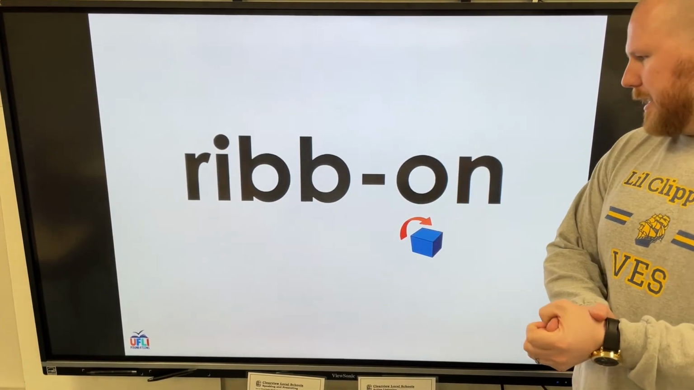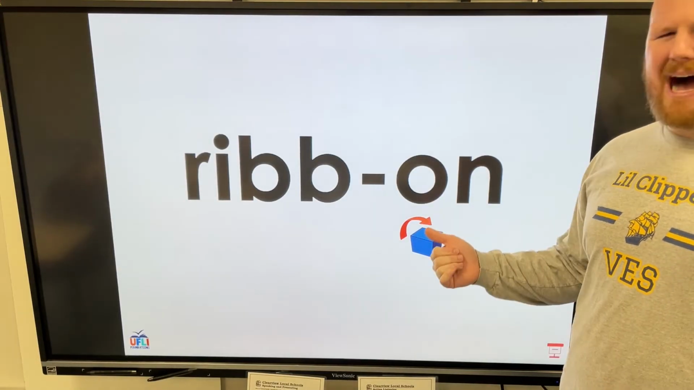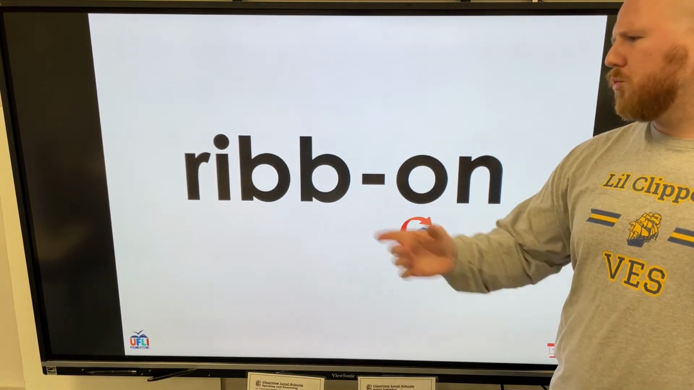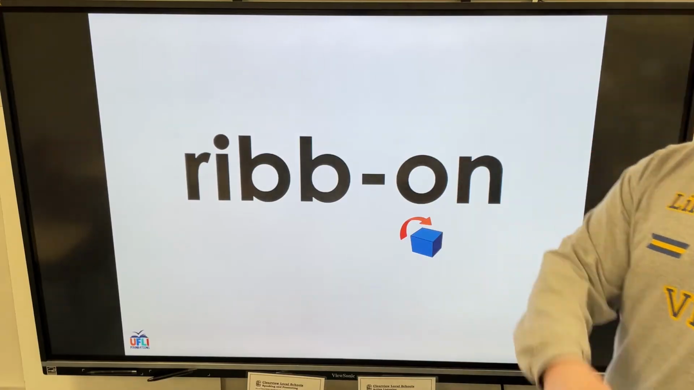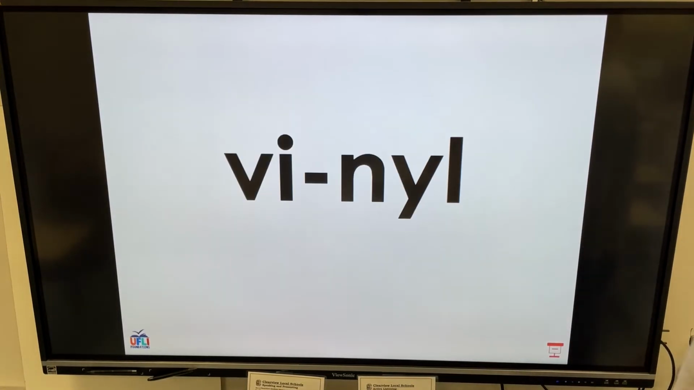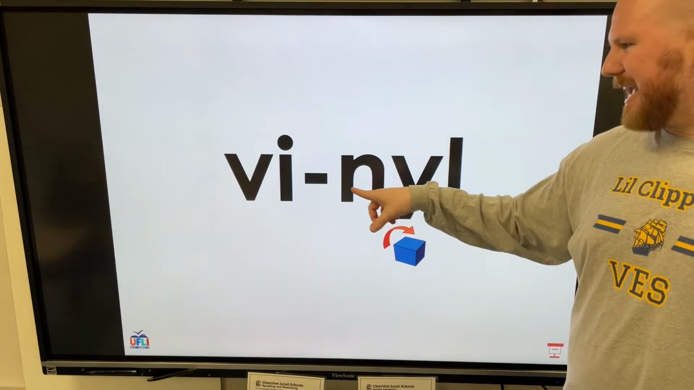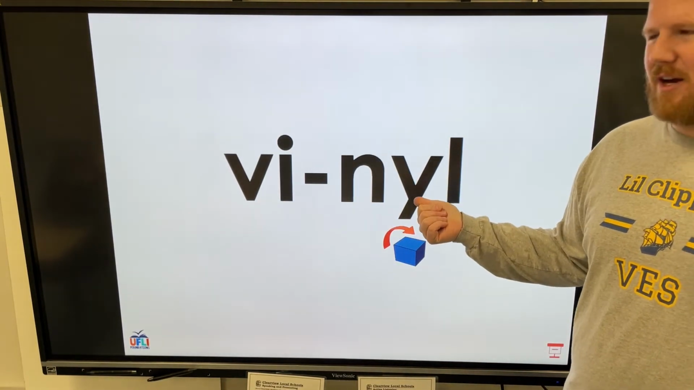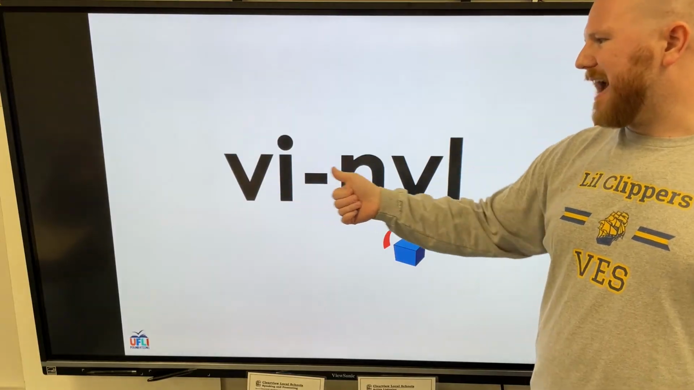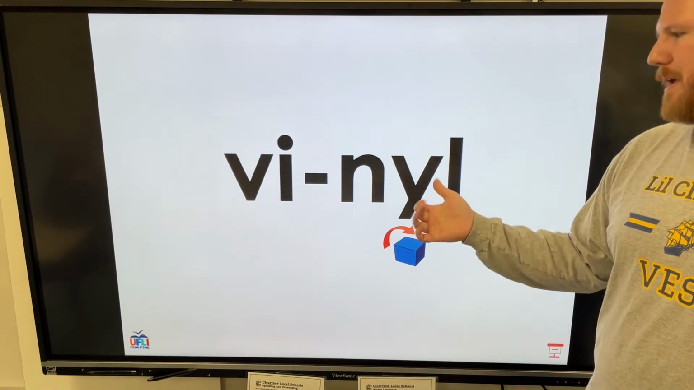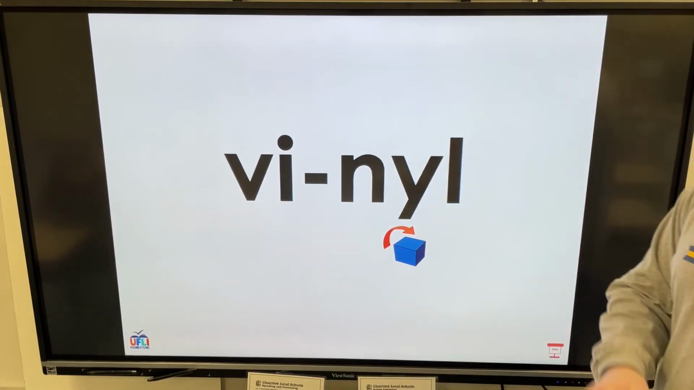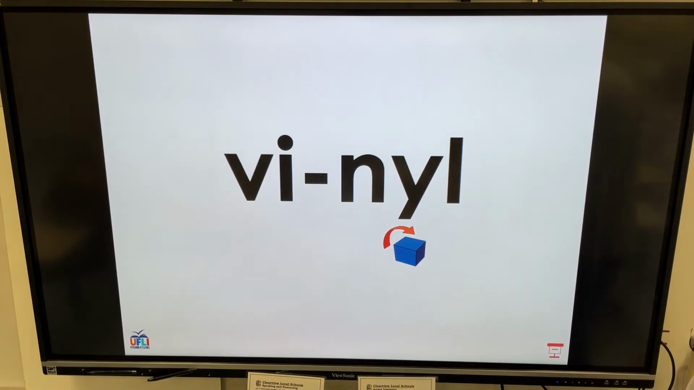One more. Ribbon. Not "rib-bon," but "rib-in." That's a schwa. Moving on. Vinyl. You don't even hear the Y in there. It's the same with that I in pencil. Vinyl. You hear N and L, but you don't hear the vowel because it's making a different sound. So moving on.